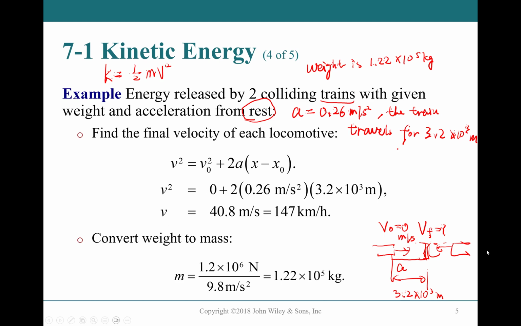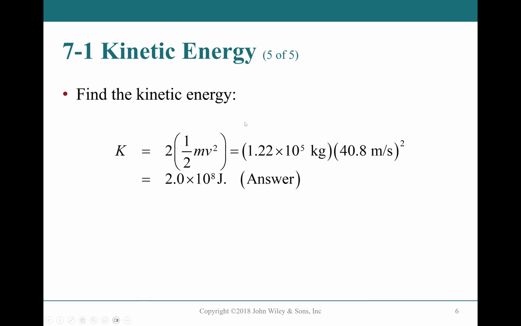And then you will calculate the speed when they collide, which is 40.8 meters per second. And the mass of the train is given to you, 1.22 times 10 to the power of 5 kilograms. So you can get this. And then because you have two trains, why do we have two here? It's the two trains colliding into each other.